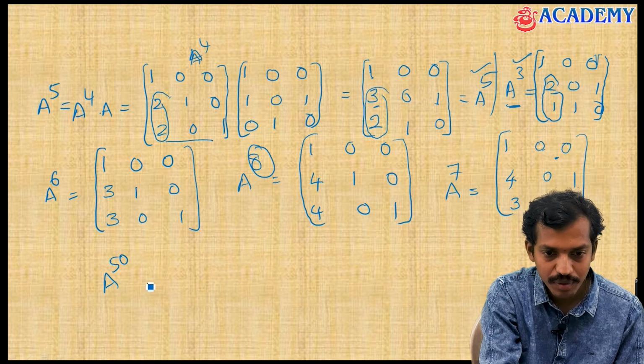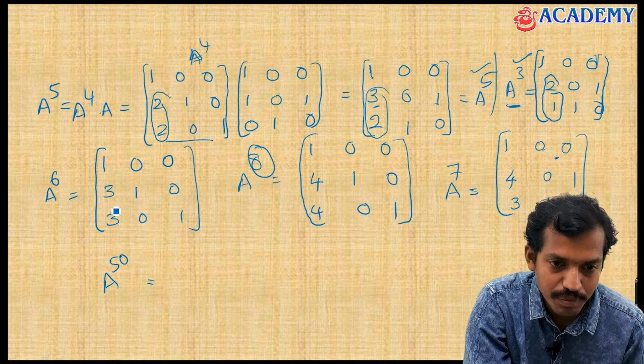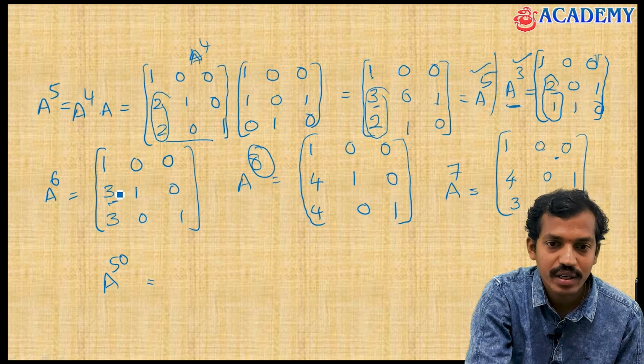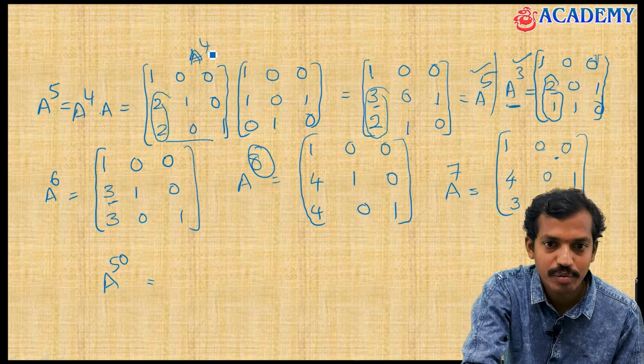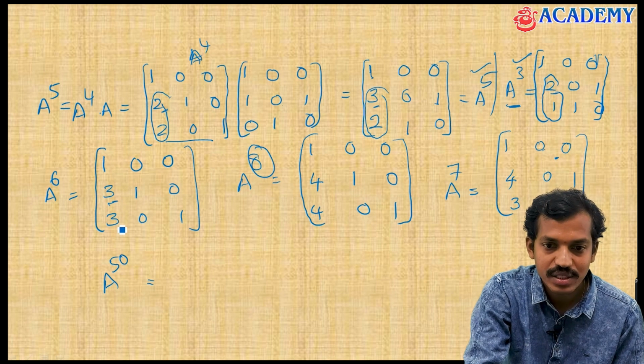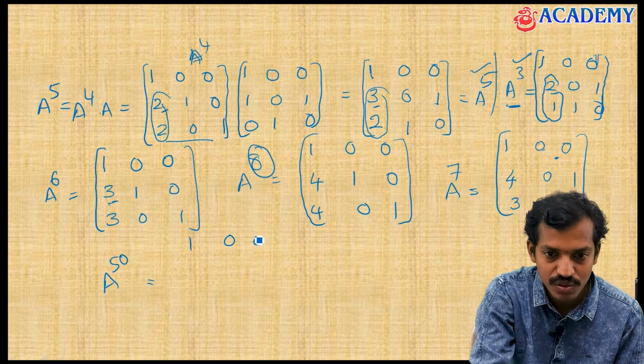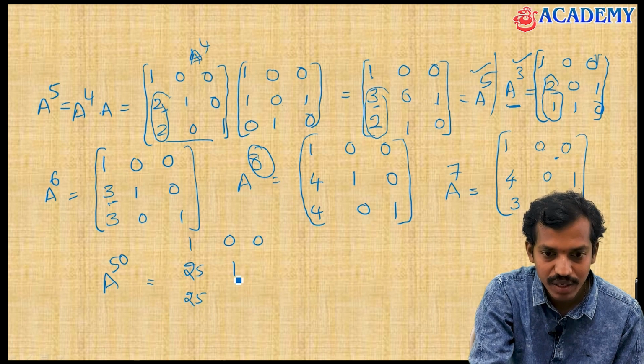Same, we want A to the power of 50. A to the power of 50 means even number, even power only. Simply here 6 by 2 is 3. 4 by 2 is nothing but 2. 6 by 2 is nothing but 3. Same, A to the power of 8 means 8 by 2 is nothing but 4. Same 50 by 2, you are going to get 1 0 0. Here you will get 25. Here also 25. Remaining elements, diagonal elements, are going to be 1.